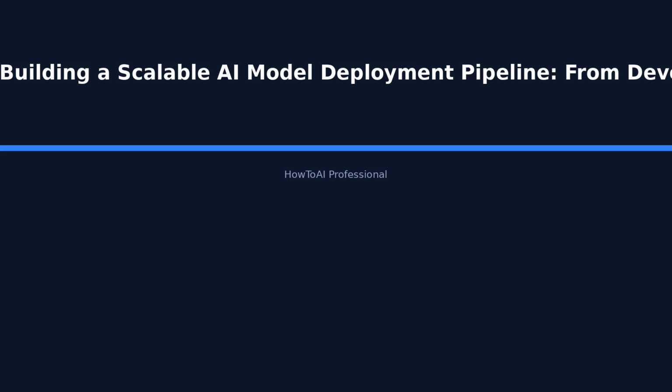Another best practice is to ensure that your pipeline is modular. This means each component of your pipeline should be able to function independently. For instance, if you need to change your testing framework, it shouldn't require a complete overhaul of your deployment process. This modularity will save you a lot of time and effort in the long run. The host walks back to the desk.